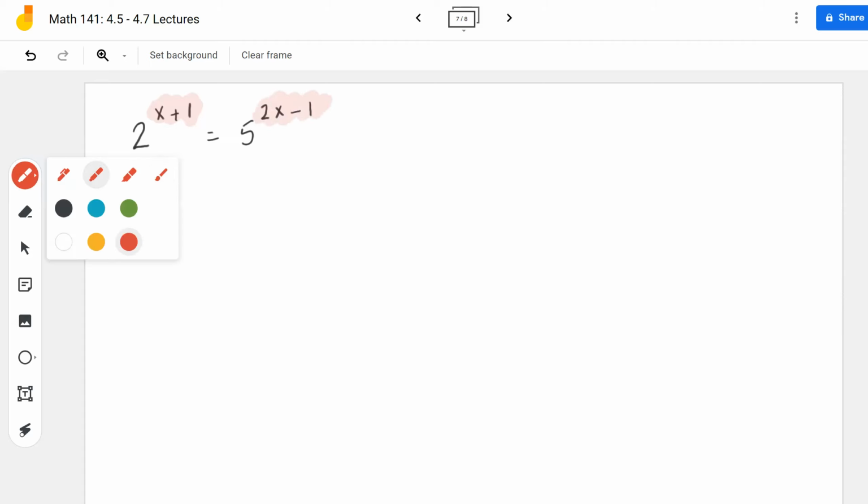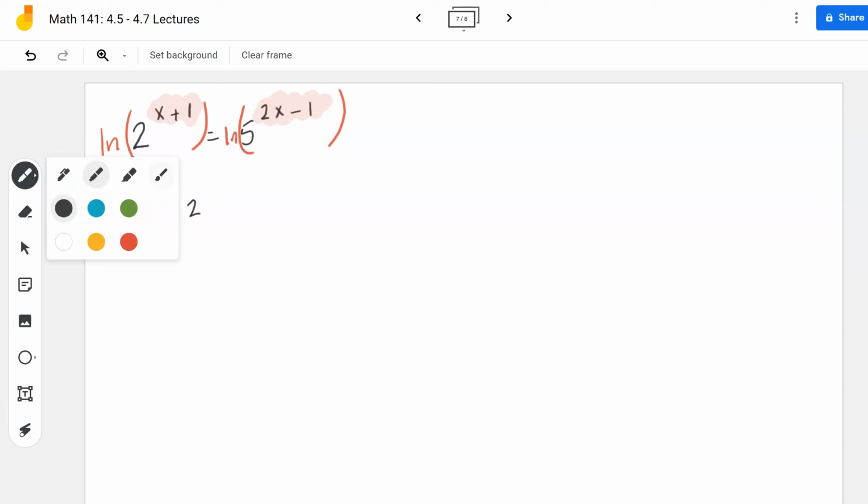I'm going to go ahead and use natural log just because it has the least amount of letters for me to write. No other reason. So we're going to take the natural log of both sides. All right, this is going to allow us to write that x plus 1 with some parentheses out in front of the ln of 2.